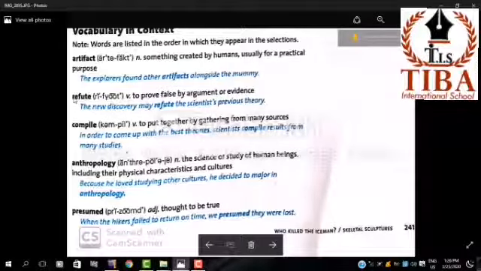Word number 2, refute. Refute means to prove false. Prove false, wrong at the end. The new discovery may refute the scientist's previous theory. This might make it wrong. Number 3, compile. Compile means to put together by gathering from many. You can underline only to put together or collect. Check the example. In order to come up with the best theories, scientists collected results from many studies. Compile means collect.